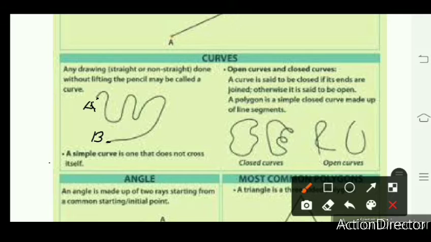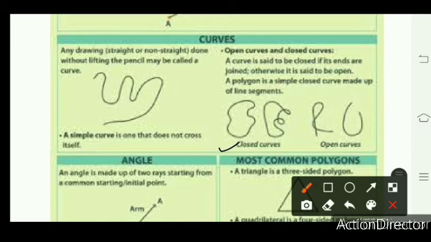First we will discuss a simple curve. A simple curve is one that does not cross itself, like this first figure here. Now open curve and closed curve. A curve is said to be closed if its ends are joined. Otherwise, it is said to be open, right? These two figures are examples of closed curves, and these two figures are examples of open curves.